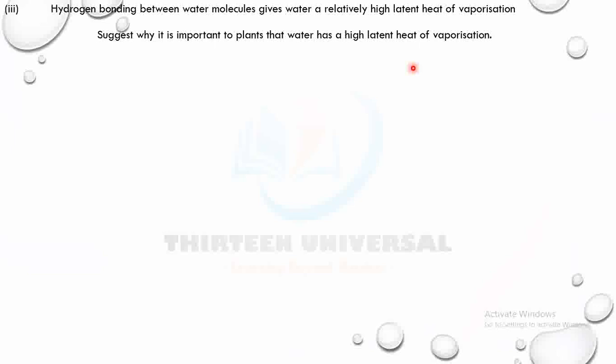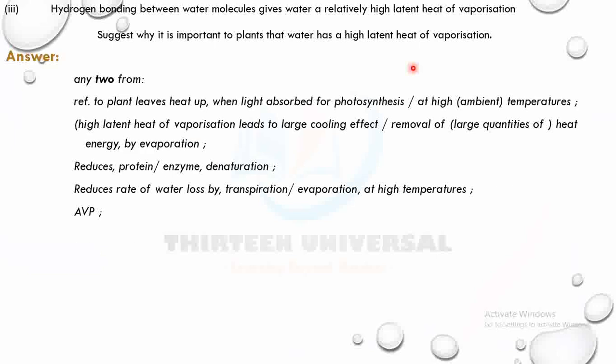That is, when evaporation occurs, it leads to a cooling effect. Evaporation removes excess heat from plants, thereby preventing enzyme denaturation. Guys, look at it. Plant leaves heat up; the light absorbed for photosynthesis heats the plant. So the high latent heat of vaporization leads to a large cooling effect, or removal of large quantities of heat energy by evaporation, and reduces protein or enzyme denaturation, and reduces the rate of water loss by transpiration.